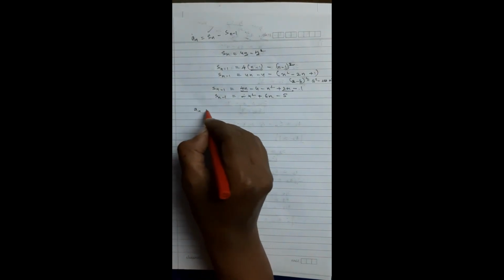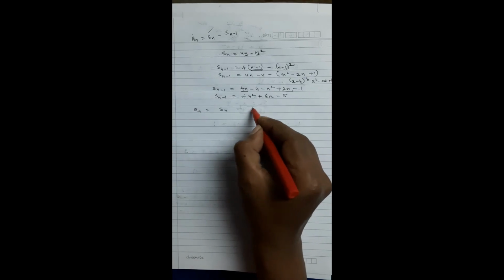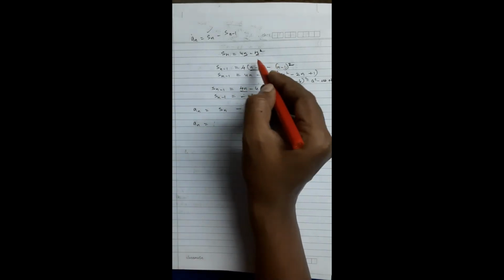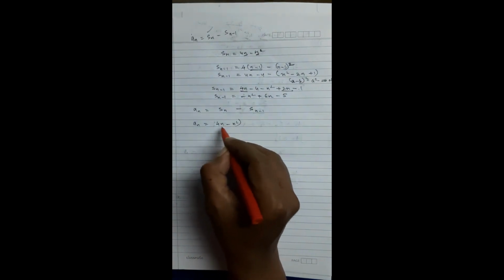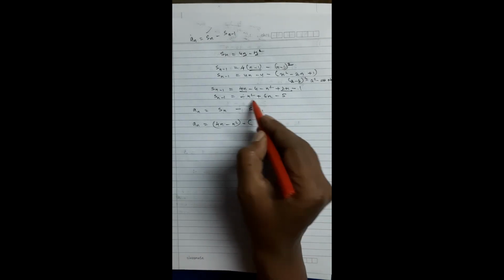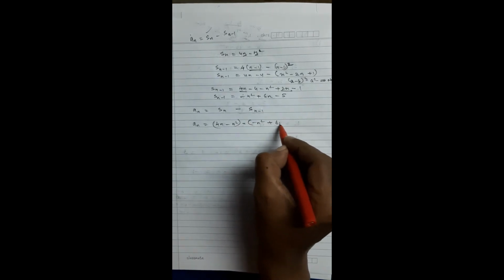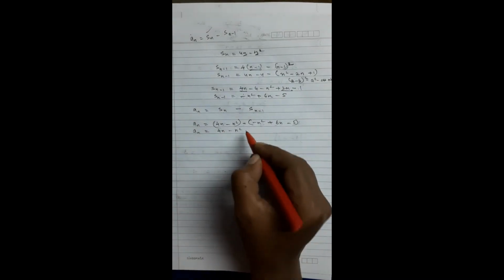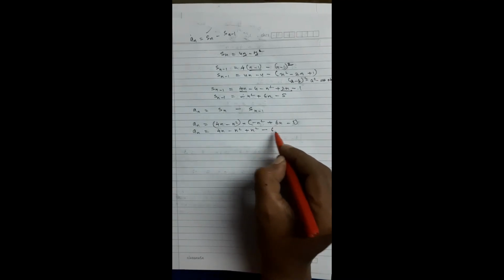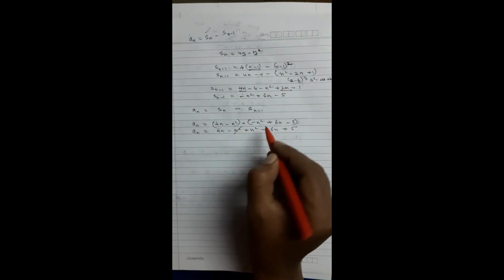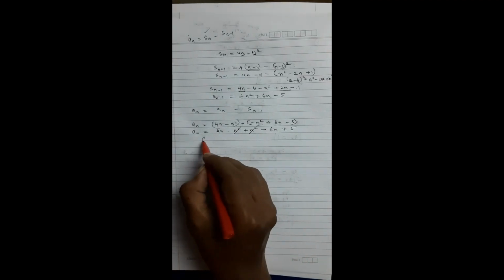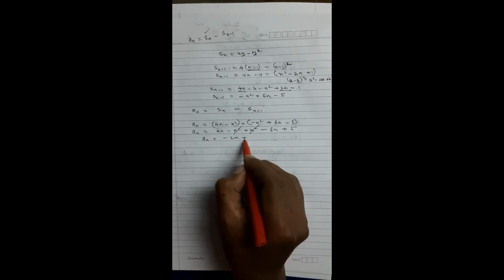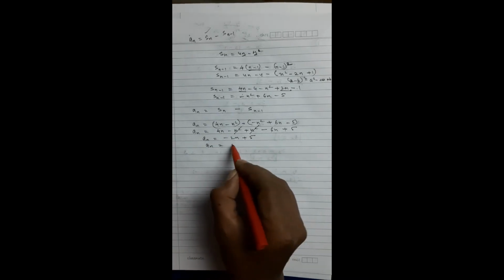Now An is always equal to Sn minus Sn minus 1. Therefore An will be equal to Sn, which is 4n minus n square, minus, I will put this in bracket again, minus n square plus 6n minus 5. Therefore An is equal to 4n minus n square plus n square minus 6n plus 5. So minus n square plus n square cancels. You get An is equal to 4n minus 6n, that will be minus 2n plus 5. That means An is equal to 5 minus 2n.